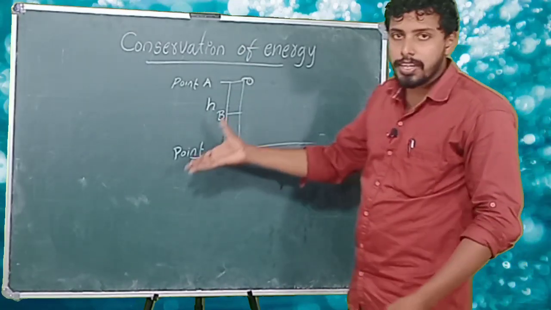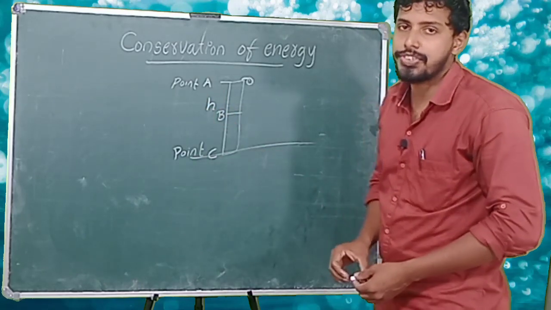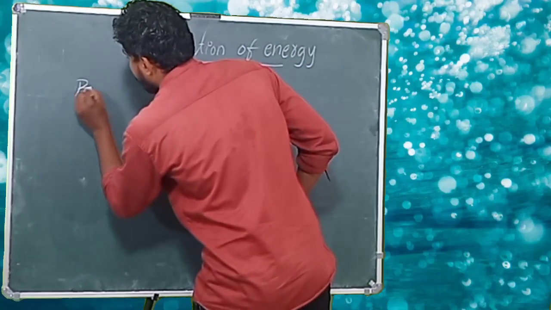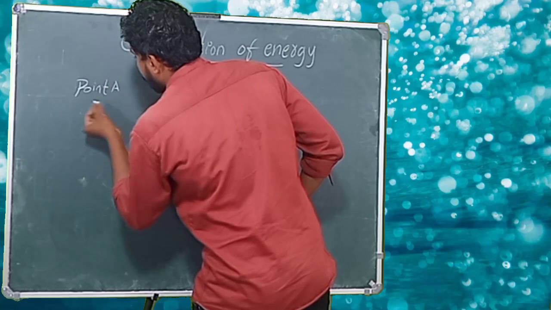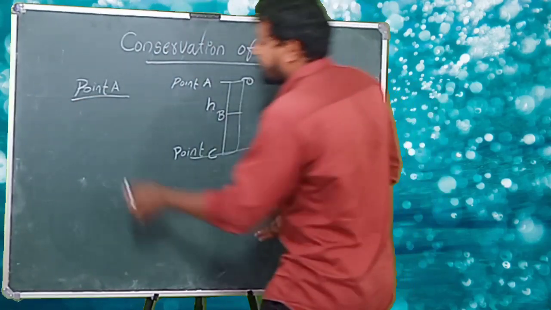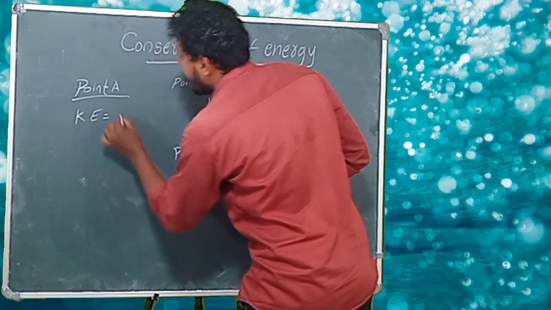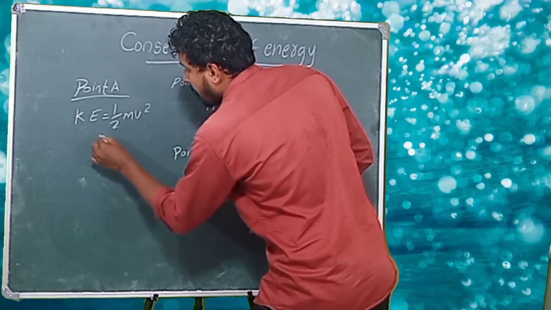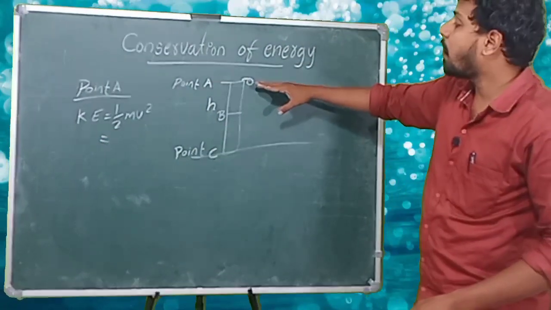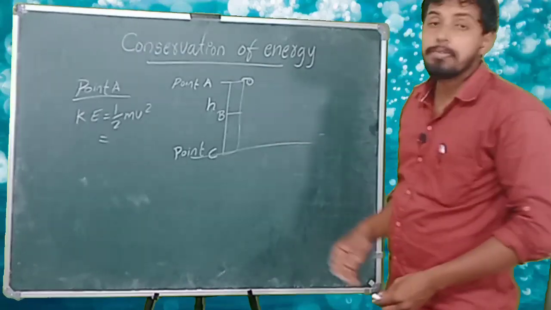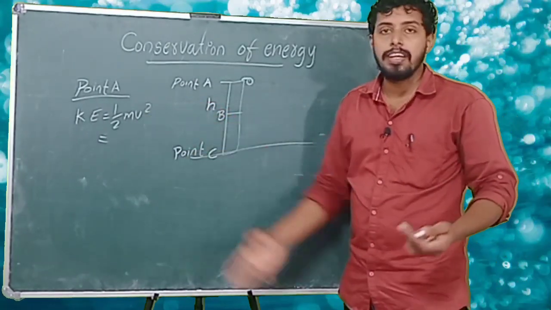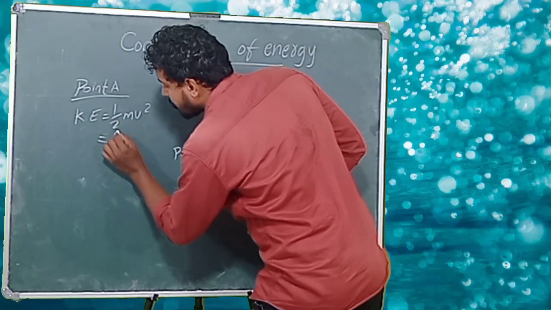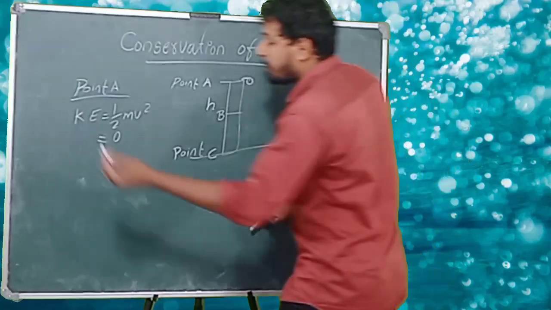We have to calculate the total energy, that is potential energy and kinetic energy. Okay, first we will consider point A. What is the kinetic energy? Kinetic energy equation is half mv square. Think about this. The object is at rest. Then what will be the kinetic energy? What is the velocity? The velocity is 0. If the velocity is 0, mv square is 0, then this value is 0. Kinetic energy is 0. Then what is potential energy?